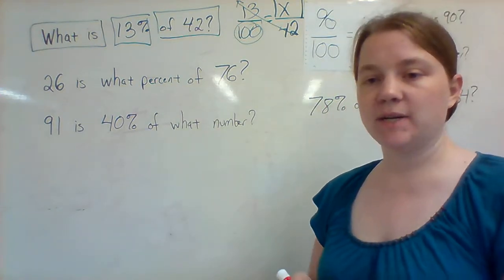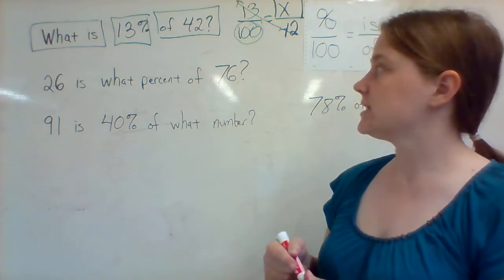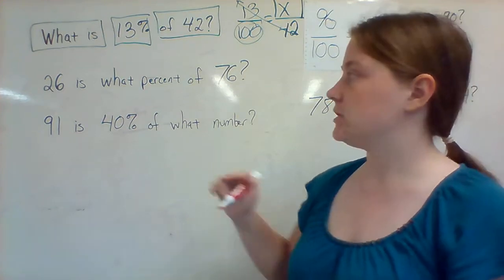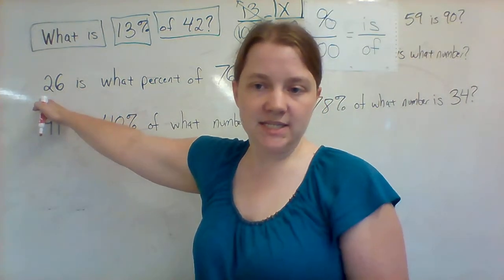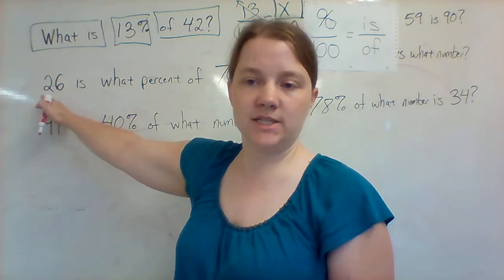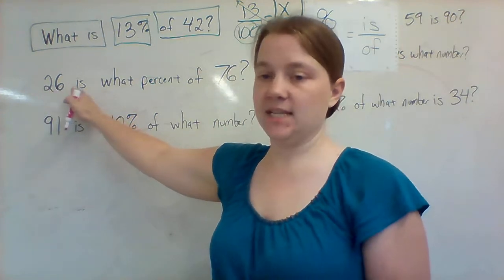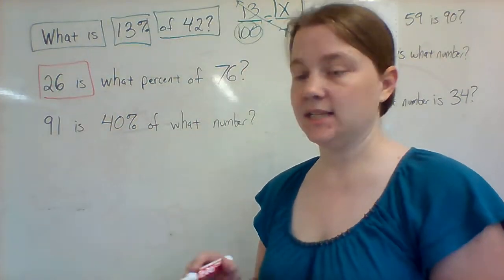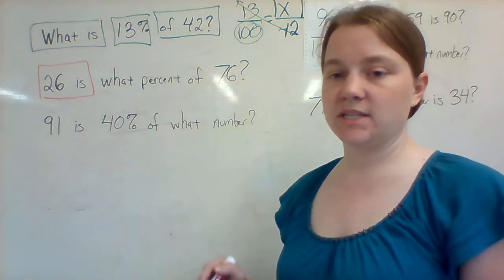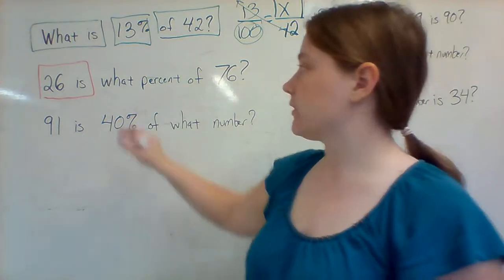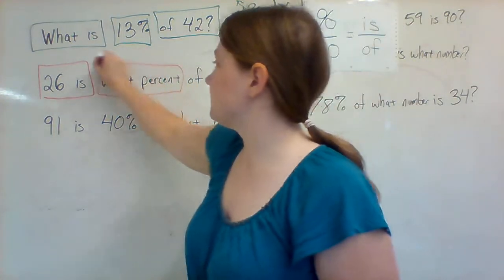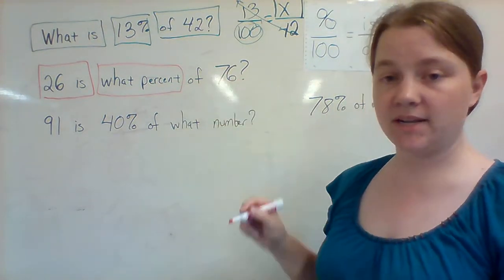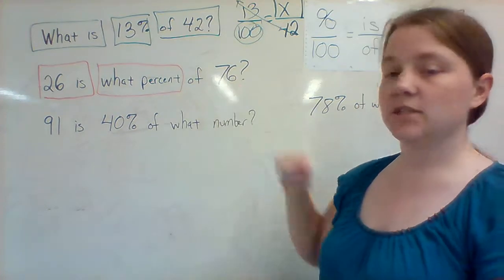Next question says 26 is what percent of 76? We don't have a percent sign in here, so here's what we're going to do. Start at the beginning: 26. What word is 26 closest to? 26 is. It's the only thing that's around it. Then it says what percent, so that percent sign is going to have the variable. Then we have of 76. The only thing close to the 76, besides the question mark, is the word of.